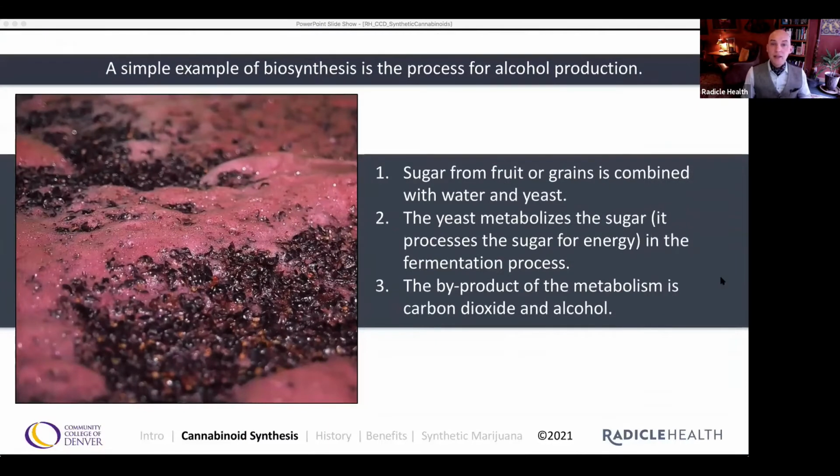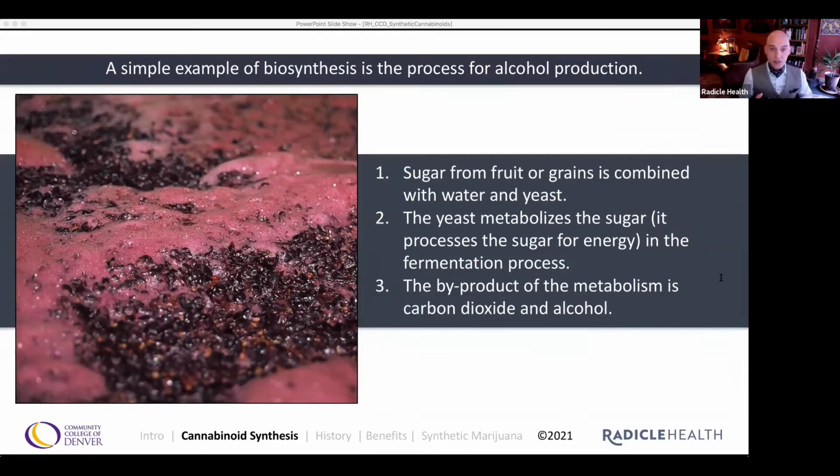So these living organisms that are used in biosynthesis are kind of like the engine for the chemical reaction, because they produce their own enzymes to catalyze the reaction. So a simple example of biosynthesis is the process for alcohol production.